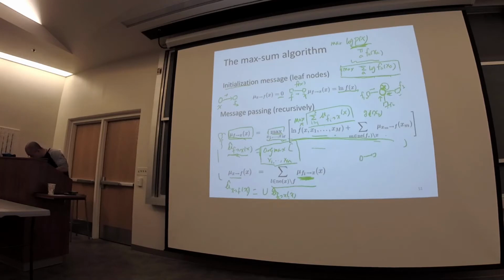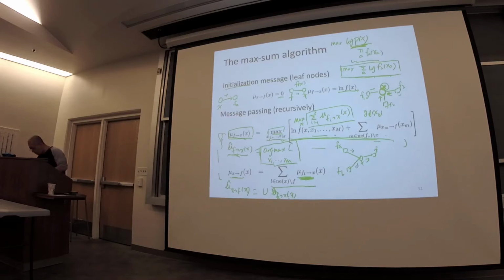This is x. When I compute the message from this x to the factor f, suppose it connects to the other factors fa and fb. The message value from x to f can be just the summation of the message from fa to x and fb to x.